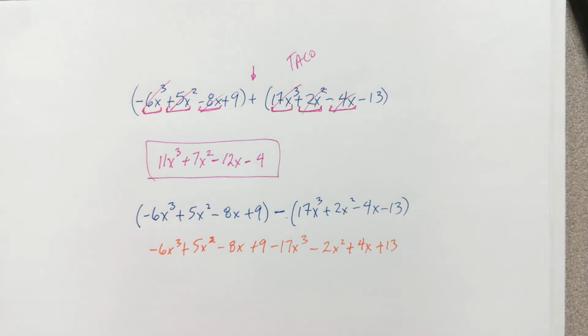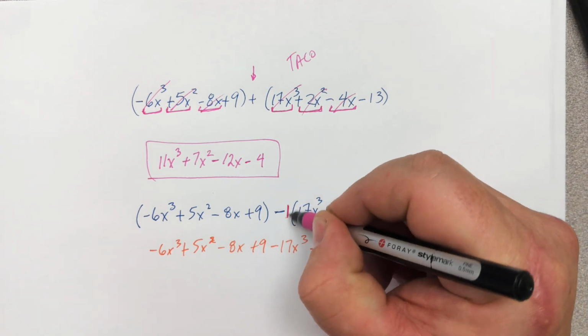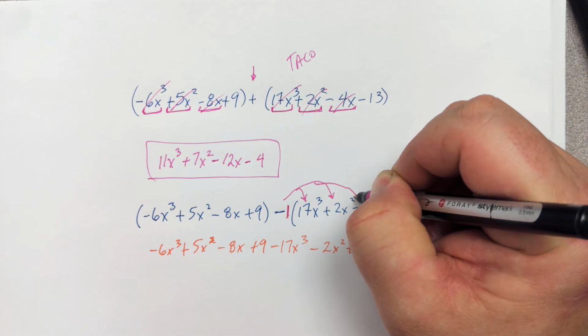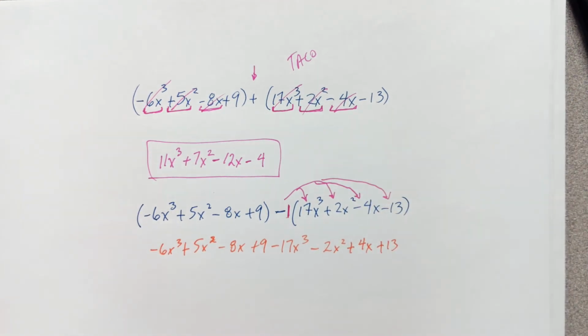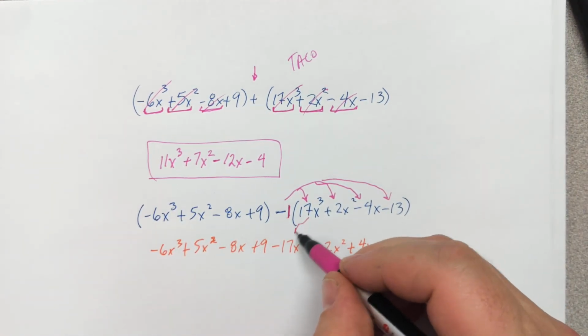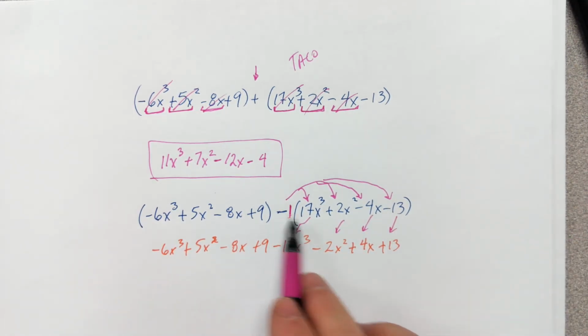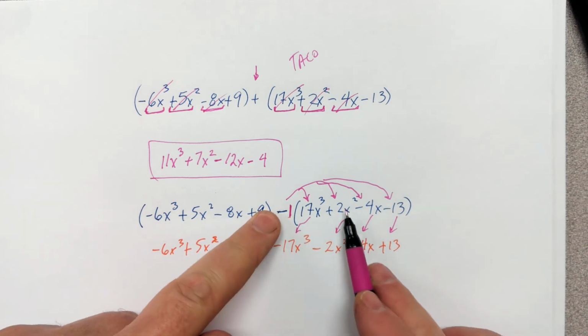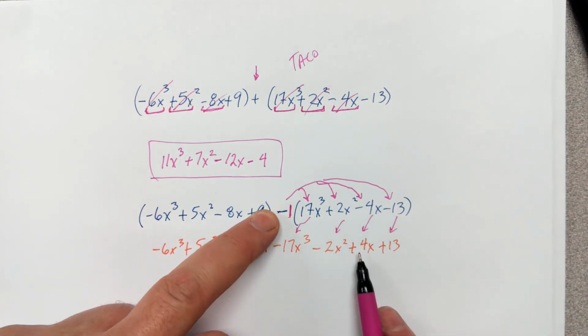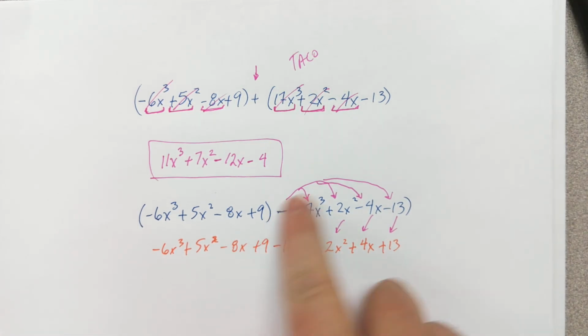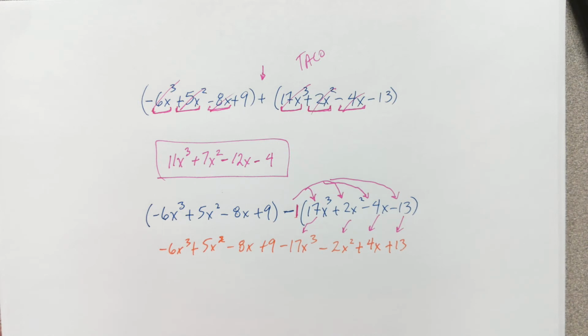And now you combine like terms. Most of the time when you get taught how to do this, they say there's an invisible one and you distribute. Which is fine. There's nothing wrong with that, but I think it's easier just to say, okay, I'm subtracting 17, and I'm subtracting a positive 2, and I'm subtracting a negative 4, which makes it plus. All the signs change. That's it. Doesn't matter how you think about it. Either way you do it, there's nothing wrong with it.